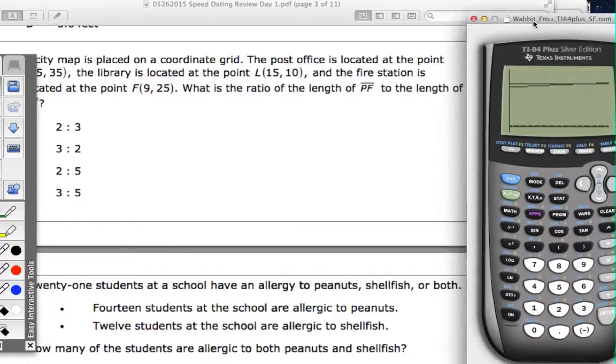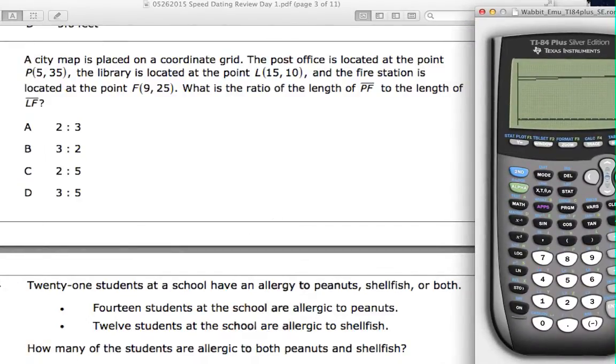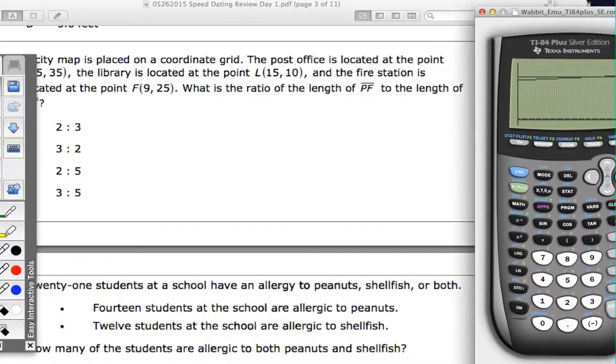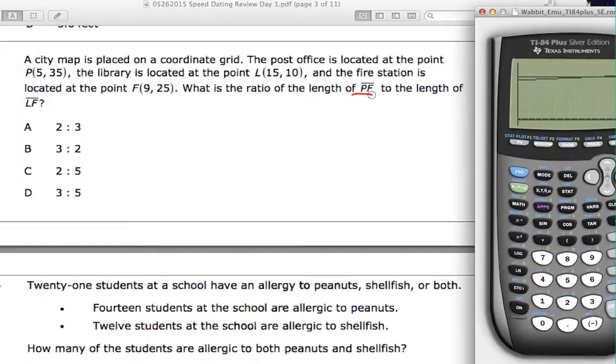PF, where is it? PF and LF. So we have to find the ratio of the lengths. Well, that's basically going to involve doing two mini problems. One of those mini problems is figuring out the length for PF, and one of those mini problems is figuring out the length for LF. Once we know those, we can set up the ratios.